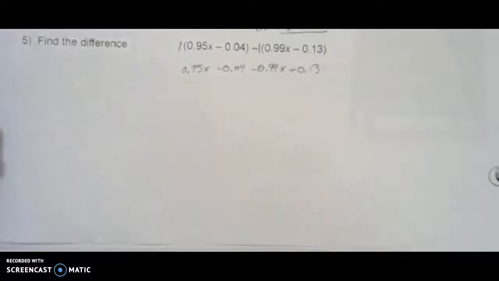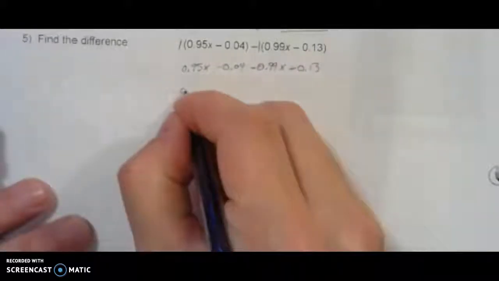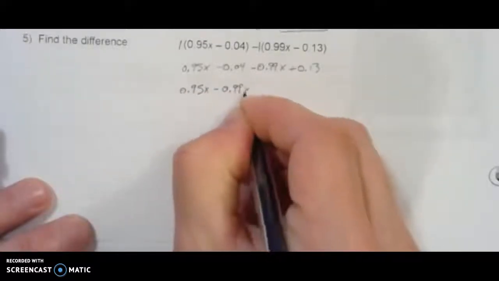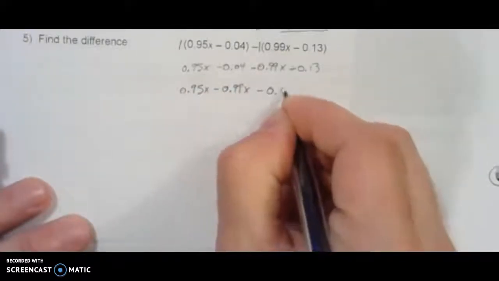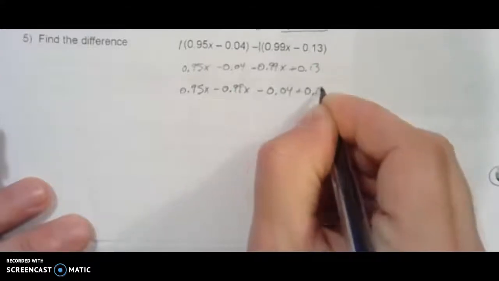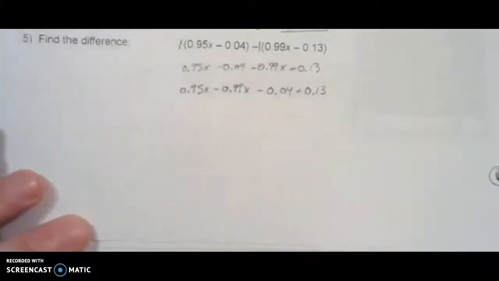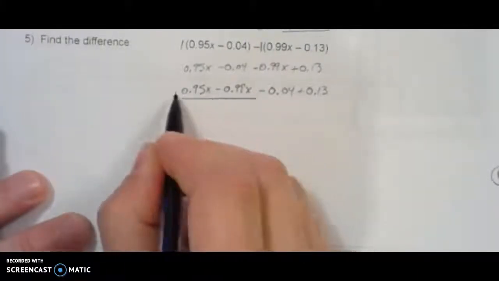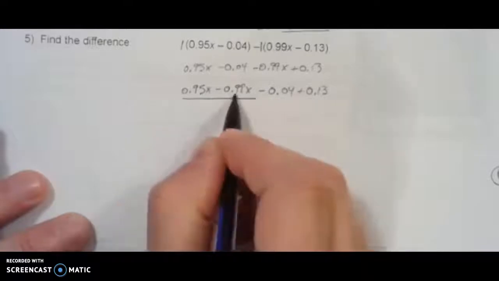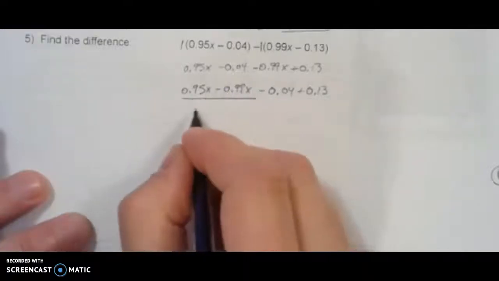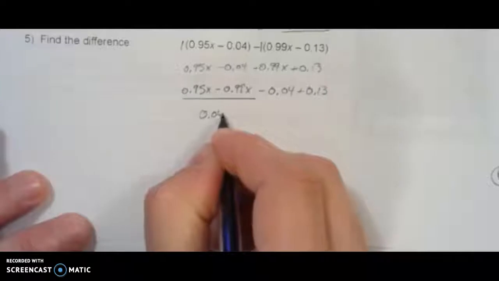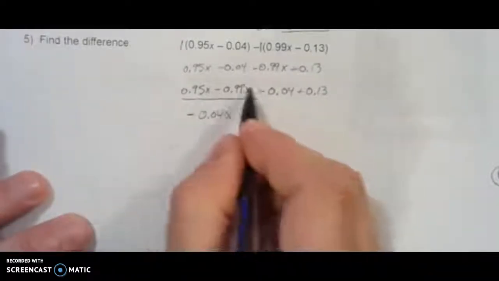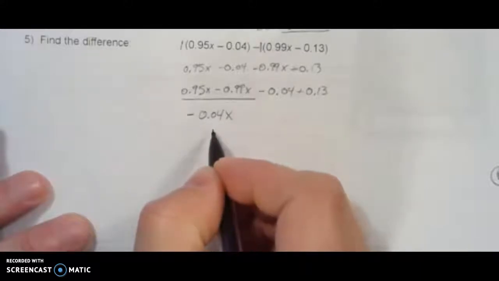Now we'll go ahead and rearrange our terms. So we're going to have 95 hundredths x minus 99 hundredths x minus 4 hundredths plus 13 hundredths. When I look at my variable terms, these are different signs, so I'm going to subtract. 99 hundredths minus 95 hundredths leaves me with 4 hundredths x. And we have to keep the negative symbol since negative 99 hundredths x has the bigger absolute value.